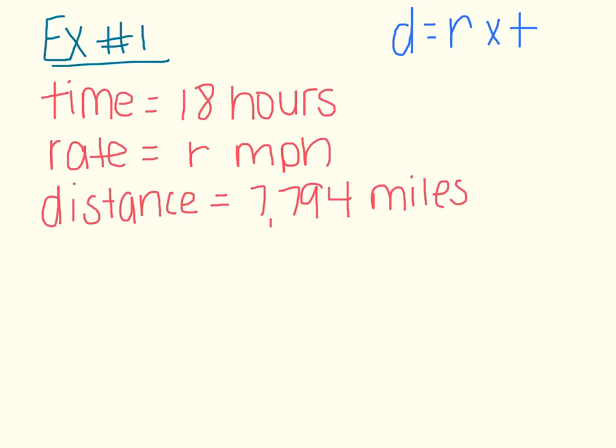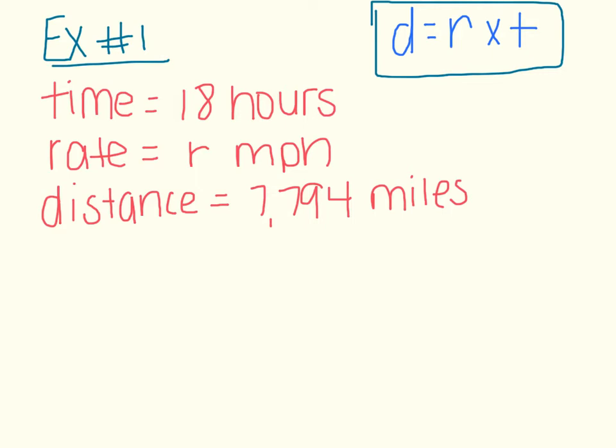Okay, here is the formula that we are going to use. D equals R times T. The D stands for distance, the R stands for the rate, and T stands for time. And we're going to use this to plug in our numbers and solve for all of our problems.